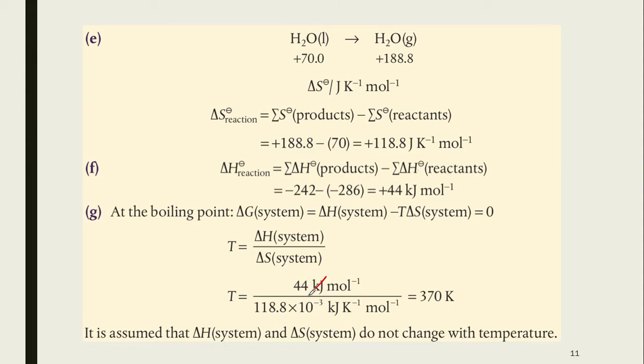By doing this, we can see that kilojoules will cancel and mole to the negative 1 will cancel, leaving us with 1 divided by K to the negative 1, which is equal to K. So at this point, the temperature would be 370 Kelvin when you divide those two numbers. And one of the assumptions that we are making is that delta H and delta S do not change with temperature. That is an assumption that we are making.